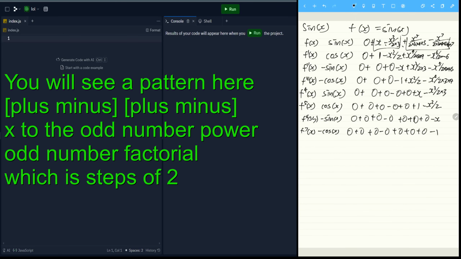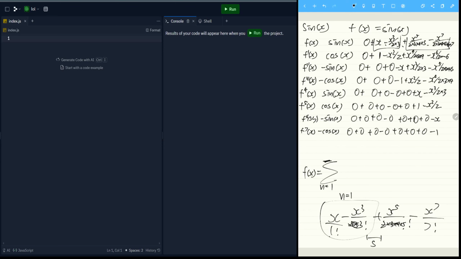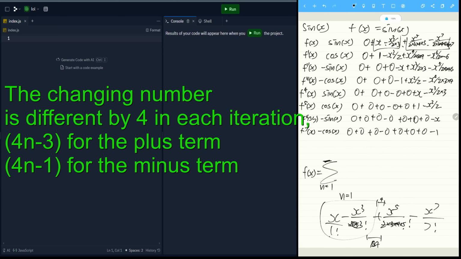You will see a pattern here: plus minus, x to the only odd number power, only odd number factorial, which is steps of 2. I will write it as a summation, in which an iteration contains a plus and minus pair. You notice that the changing number is different by 4 in each iteration, so I have to use 4n minus 3 for the plus term and 4n minus 1 for the minus term.